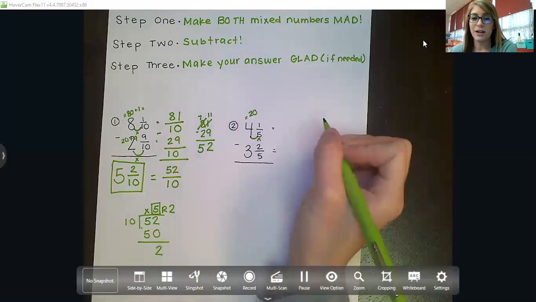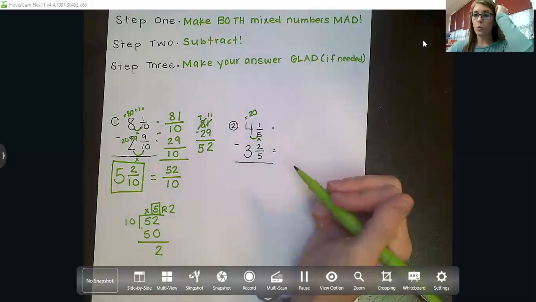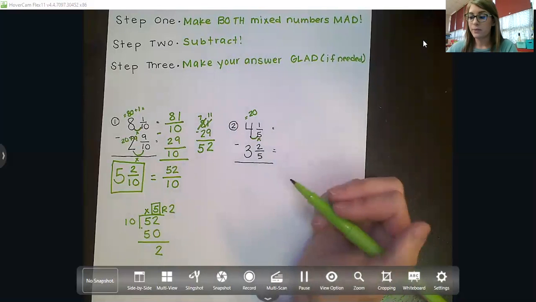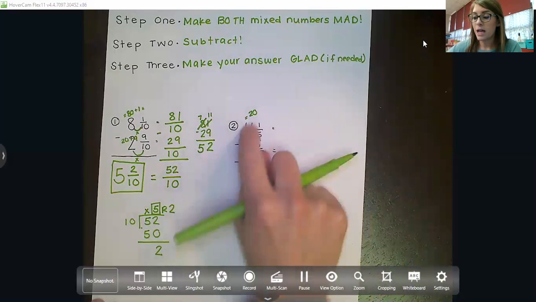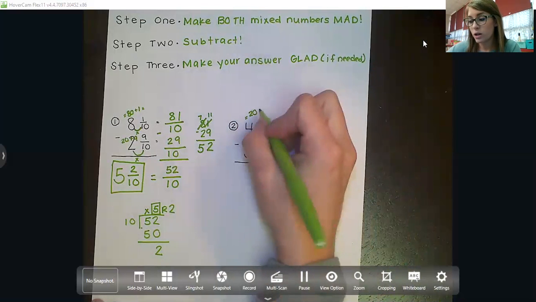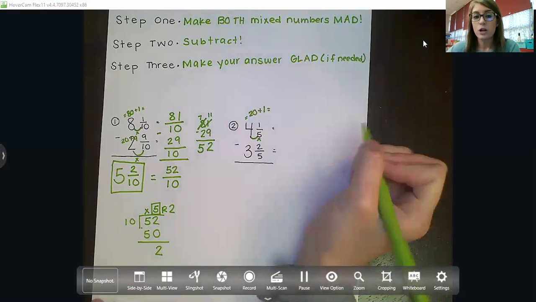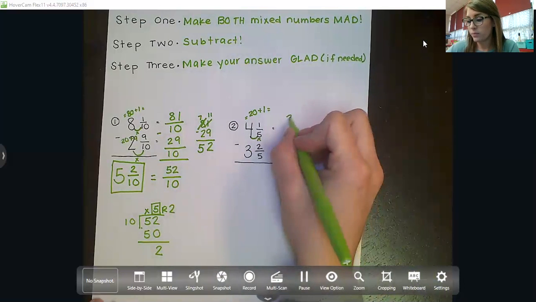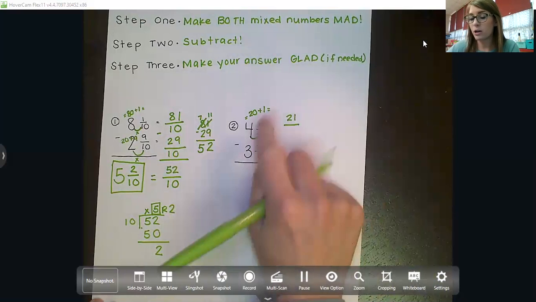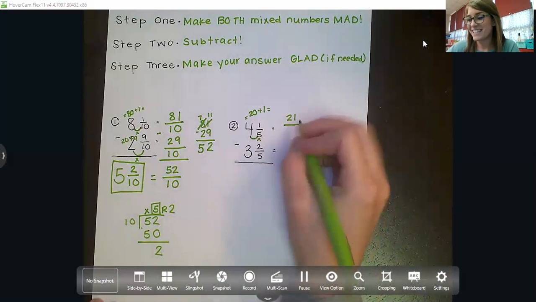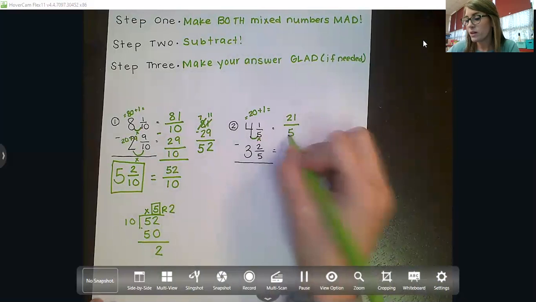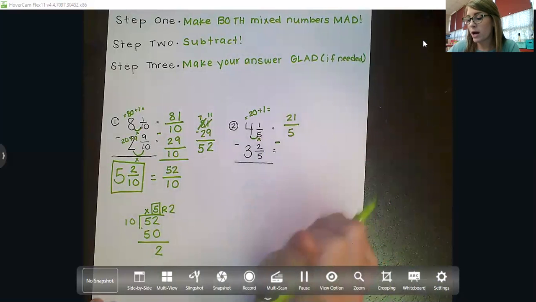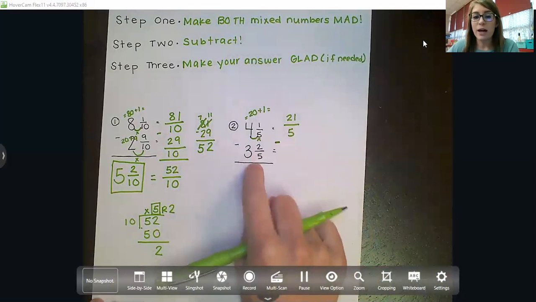20. Very good. That A stands for what when we are making it improper? Very good. To add this product to the current numerator. 20 plus 1 is 21. Very good. And that denominator always stays the same. Great job. All right. Bring my subtraction sign over. Now we have got to make 3 2/5 improper.